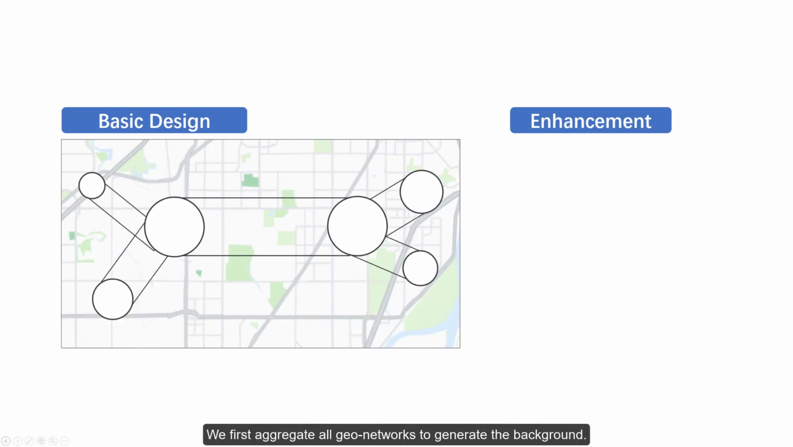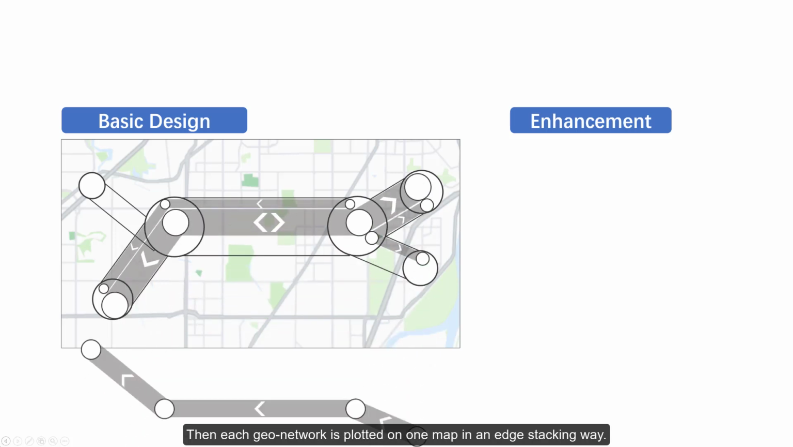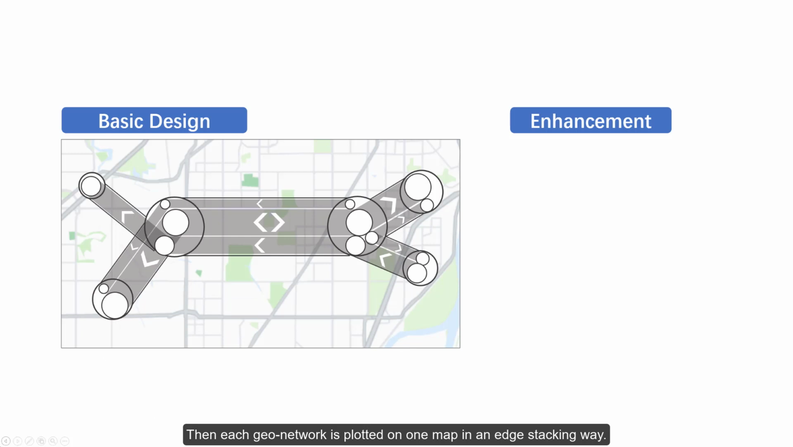We propose a new visualization technique. We first aggregate all geonetworks to generate the background. Then each geonetwork is plotted on one map, in an edge stacking way. The edge's thickness represents the weight. The arrows indicate the direction.